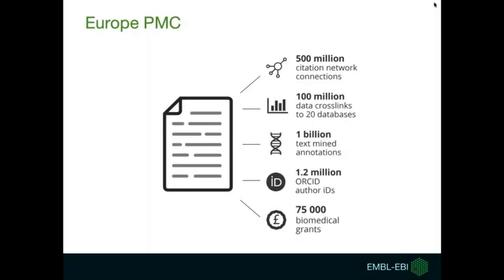On top of this, there are other data available in Europe PMC that go along with the article. Europe PMC provides citation network connections and data cross-links. These data cross-links are citations to biological data hosted in other databases. And there's also text-mining annotation available, information about authors, IDs called ORCIDs, and also biomedical grants.